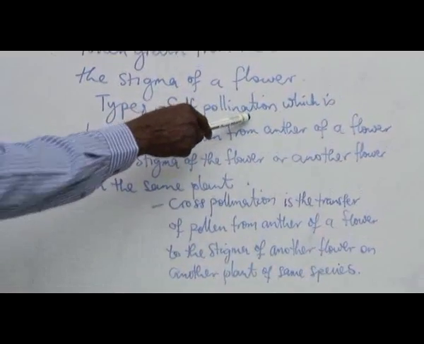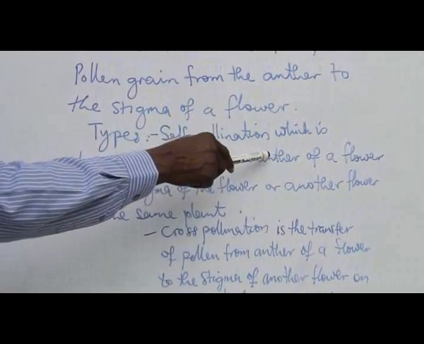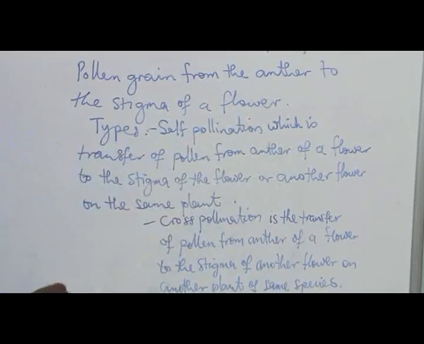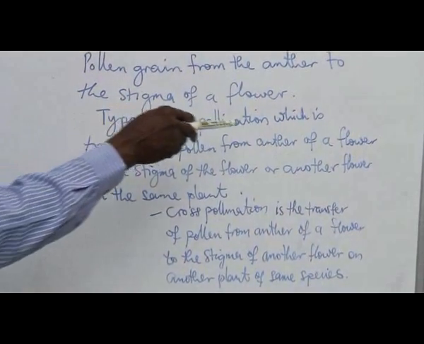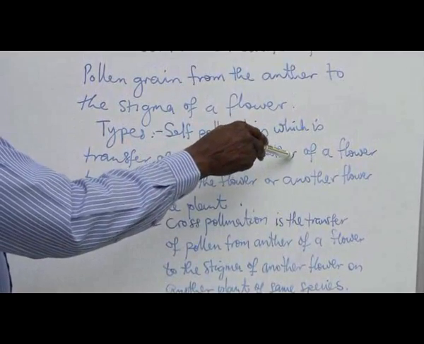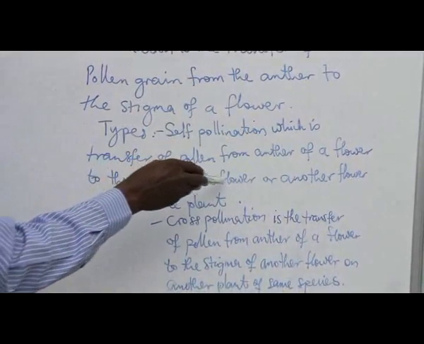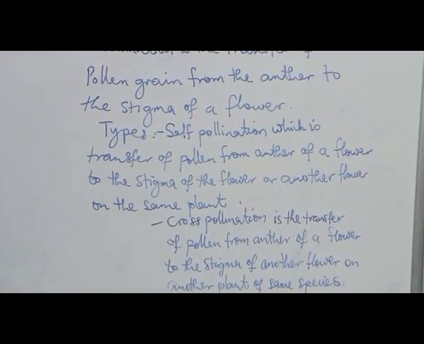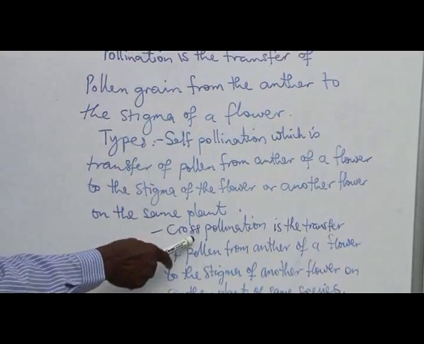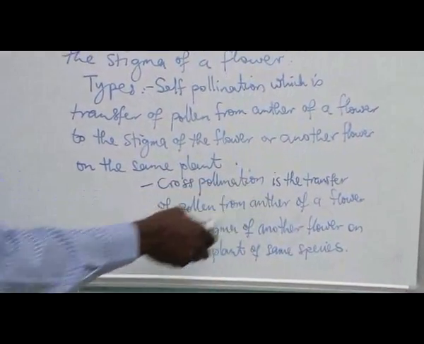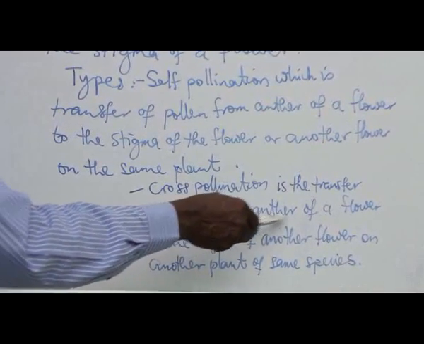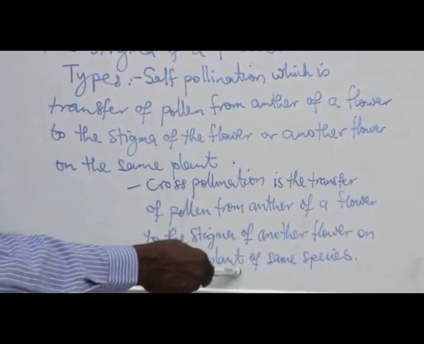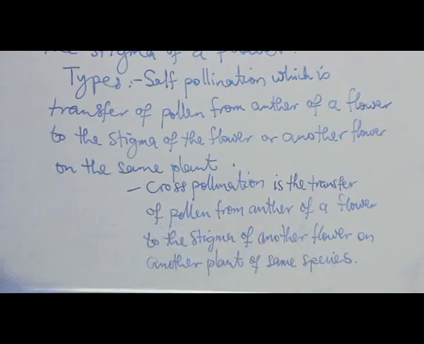So if the pollen grain is transferred from the anther of a flower to the stigma of the same flower, it is self-pollination. If the pollen grain is transferred from the anther of a flower to another flower on the same plant, it is also self-pollination. Then cross-pollination, my second type, is the transfer of pollen from the anther of a flower to the stigma of another flower on another plant of the same species.